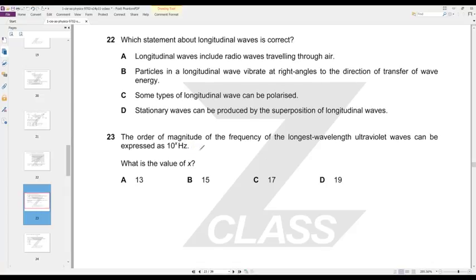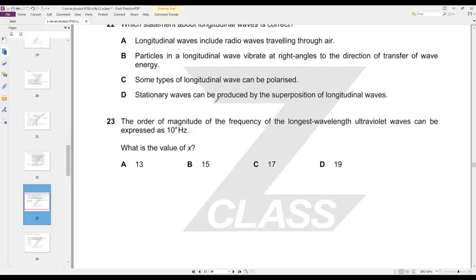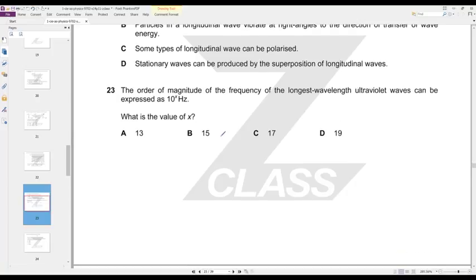Longitudinal waves, so this is just a learn-it question. D is the answer. All of the rest of them are only true of transverse waves. Not much to say there.